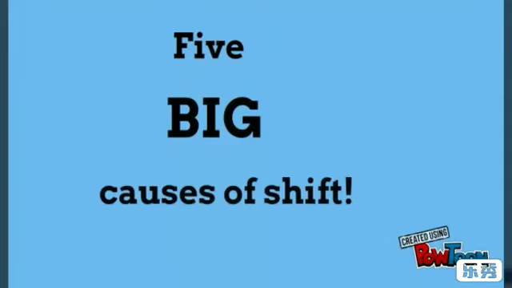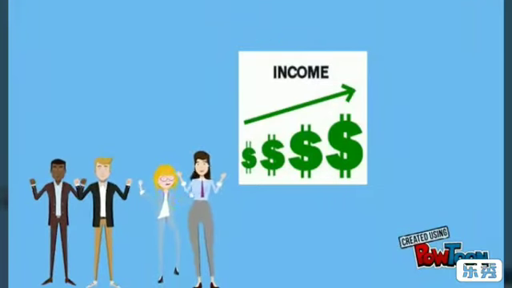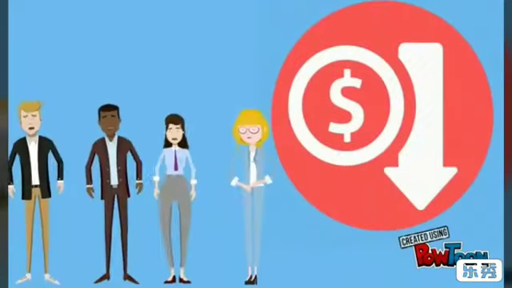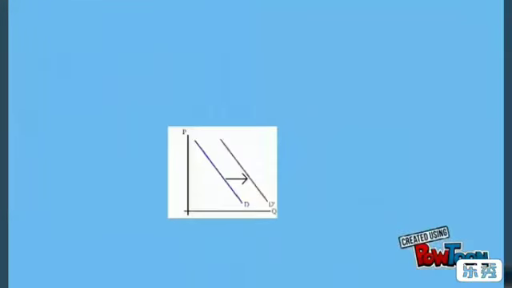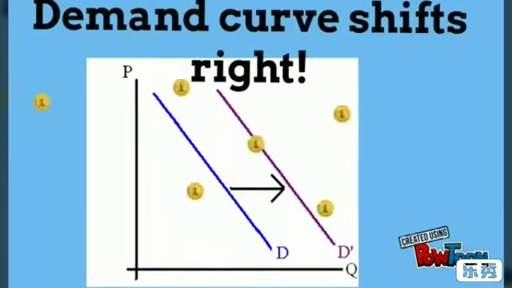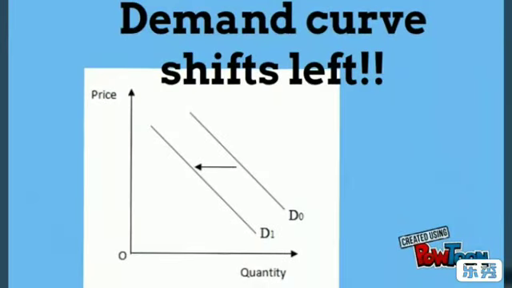Well, there are 5 big causes of shift. These include changes in income. If our income increases, will we demand more or less of an item? And if our income decreases, how will that affect demand? When income increases, we demand more, so the demand curve will shift to the right. When income decreases, we demand less, so the demand curve shifts to the left.